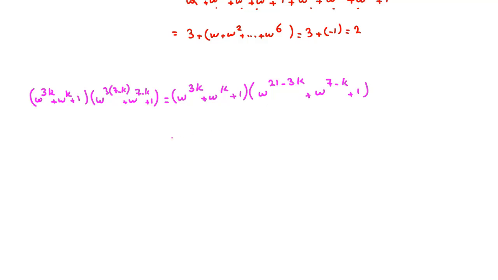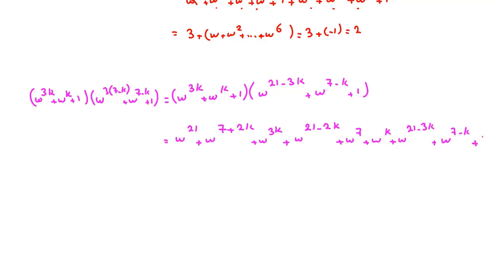So let's calculate it. W^(3k) times each of them, the next one is W^21, the next one is W^(7+2k) plus W^(3k). And when we multiply W^k, it will be W^(21-3k), which will be W^(21-2k). The next one is W^7, the next one is W^k. The last one is 1. You multiply W^(21-3k) plus W^(7-k) plus 1. So W^7 is also 1, 1 plus 1, it will be 2.